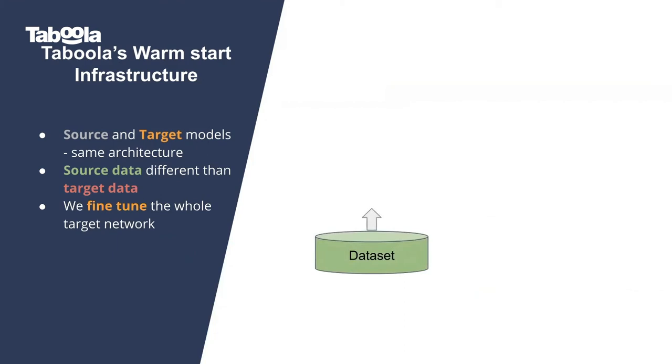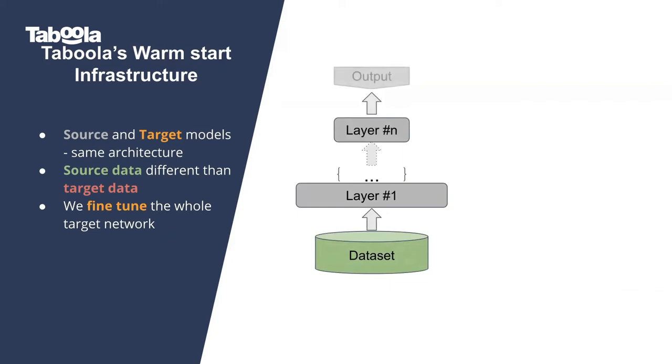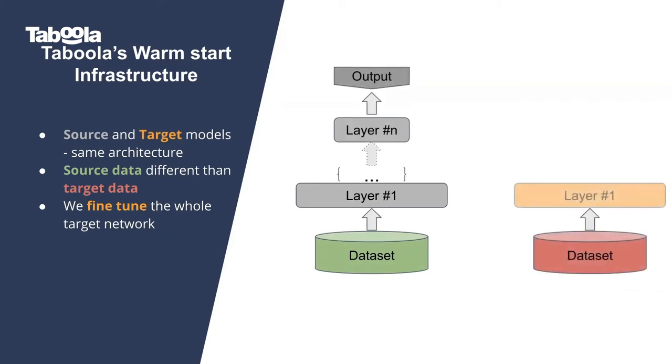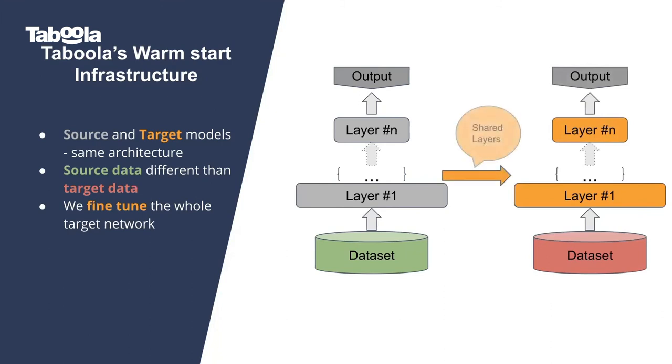So let's say that we have a specific dataset, the green one, and a specific network topology that we train on. And on the other side, we have another dataset, the red one. I have added some colors here in order to show that we actually share all the layers of the network, and we fine-tune this. It's pretty simplified here, what you can see, but in practice, this is what happens.